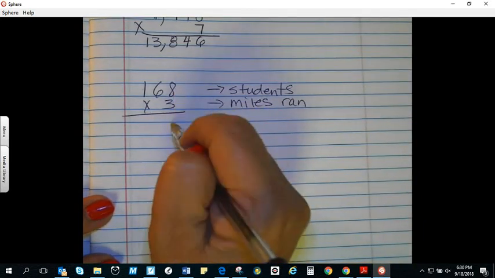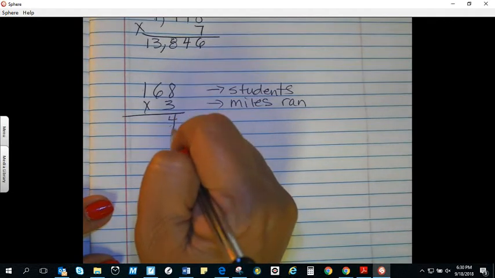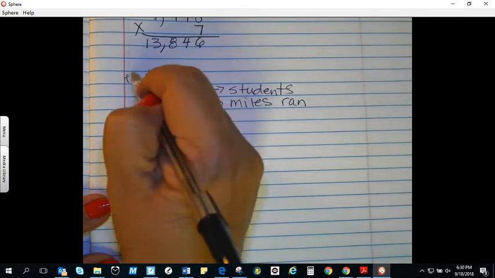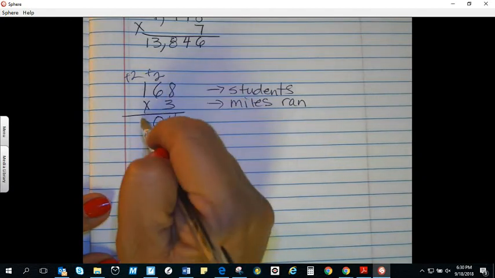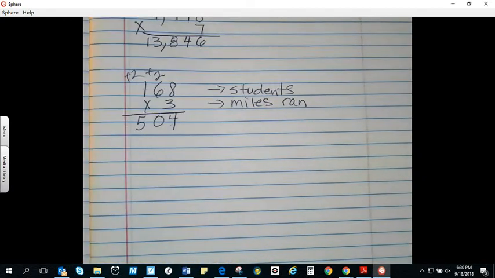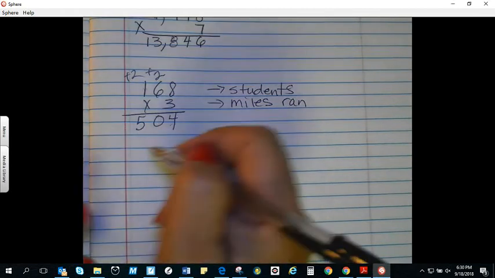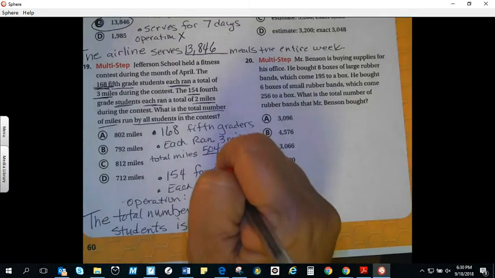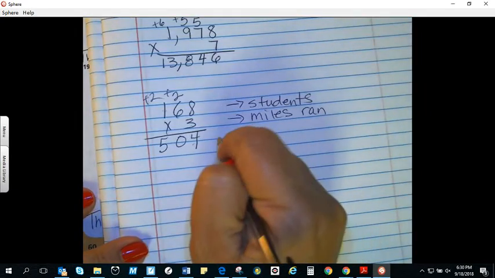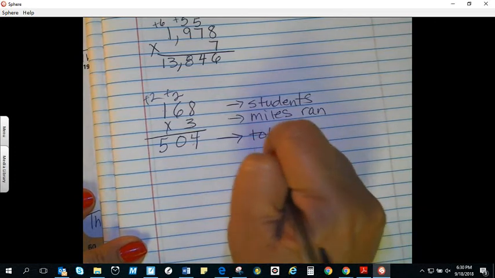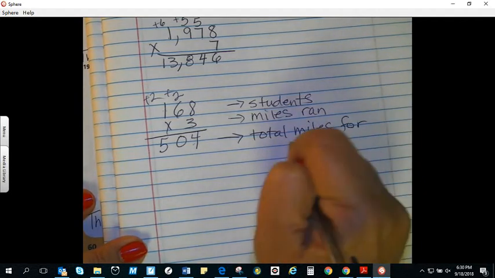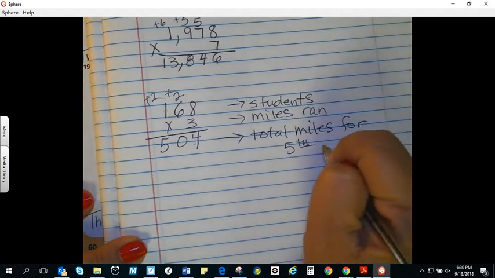3 times 8 is 24. Regroup my 2. 3 times 6 is 18, plus 2 is 20. Regroup my 2. 3 times 1 is 3, plus 2 is 5. So that's 504. So this is for 5th grade. So I know that my 5th grade ran 504 miles. So this is total miles run for 5th graders.